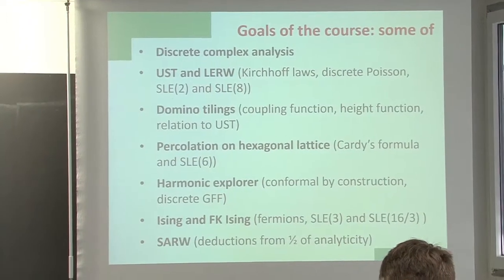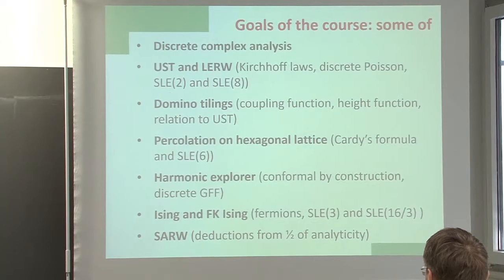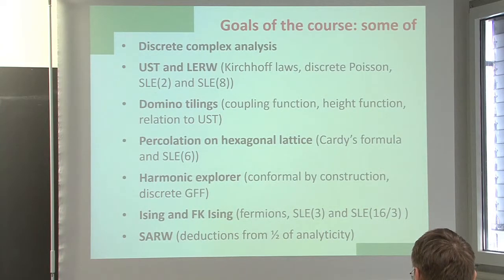So that's basically the goals of the course. We'll do discrete complex analysis, and then we'll do three or four of the following items. Either we'll work out uniform spanning tree or domino tilings, and how discrete analytic functions arise there. Then work on percolation on the hexagonal lattice. Then there is a model introduced by Sheffield-Schramm, which is artificially created so that it is conformally invariant. Then we'll speak about Ising and FK Ising, and maybe self-avoiding walk, where we don't really have full analyticity, but still we can deduce a few things.